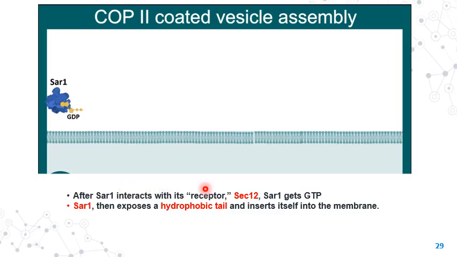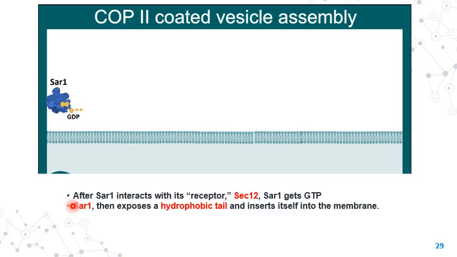Then the receptor here is going to be one of those adaptive proteins. In this case, it's a Sec something. So the Sec protein gets there to your SAR, and the SAR is going to get a powerful GTP. It's going to get energy, right? What is going to happen here?